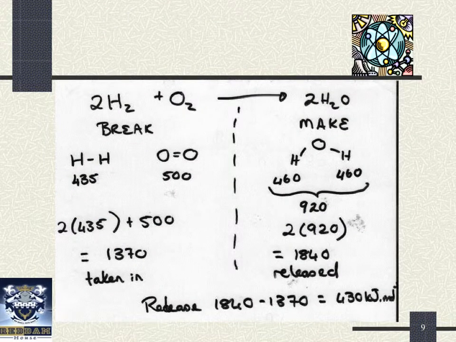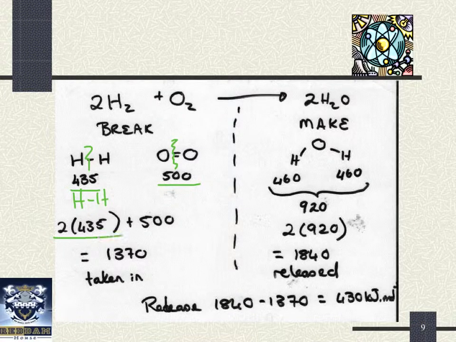So our first one, I've got a hydrogen molecule and an oxygen molecule in the reactants. I have got a water molecule in the products. My hydrogen molecule, there are two of them. First, let's just look at what does it take to break that bond. I look on my table, it's 435. What does it take to break the oxygen double bond? It's 500. But I don't have one hydrogen, I've got two hydrogens.